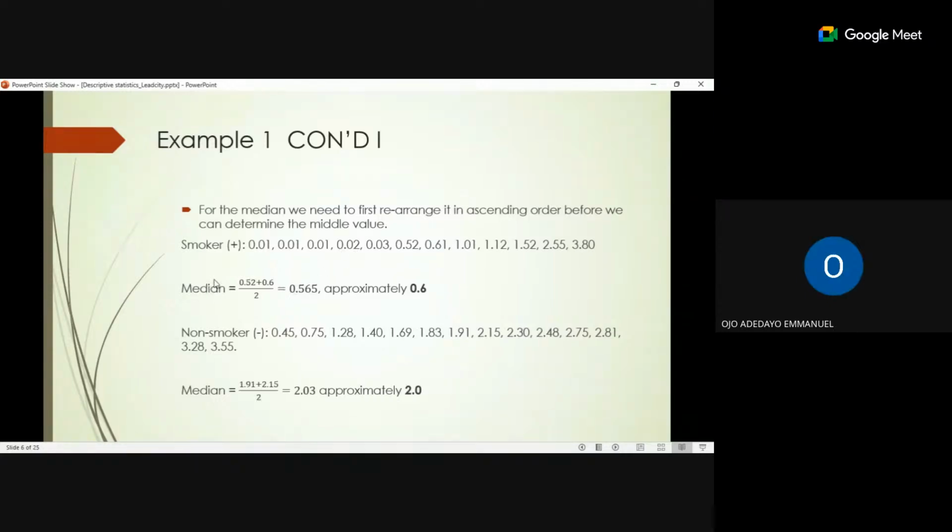So we are left with what? 0.52 and 0.6. By the time you add them together, divided by 2, you are going to have the median. So approximate this to 1 decimal. This is what I was saying the other time. If you look at this, the first number that follows the decimal is 5. But before you leave it like that, check the next number. The next number here is 6. By the time you do the approximation, this one will become 1, then you will add that 1 to this one and it becomes 0.6. So to 1 decimal, the answer here is 0.6.